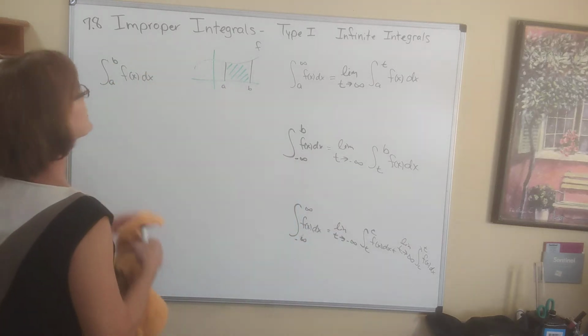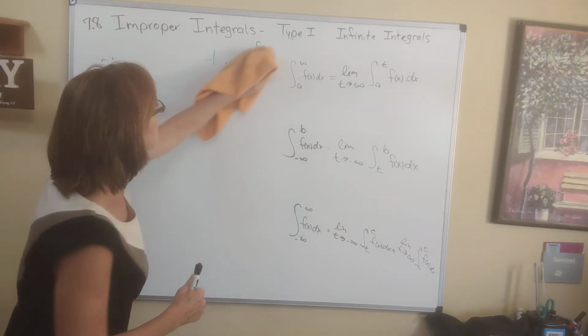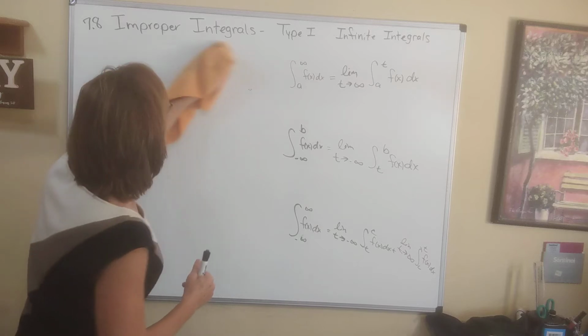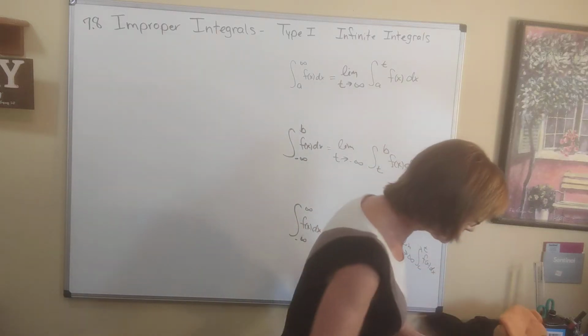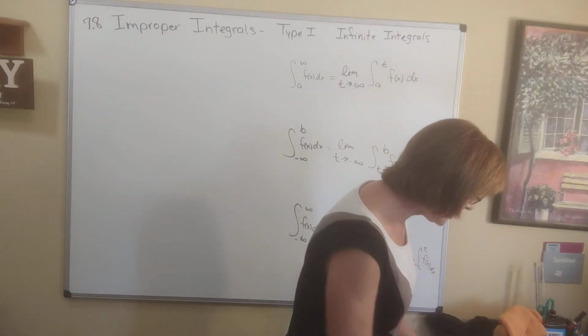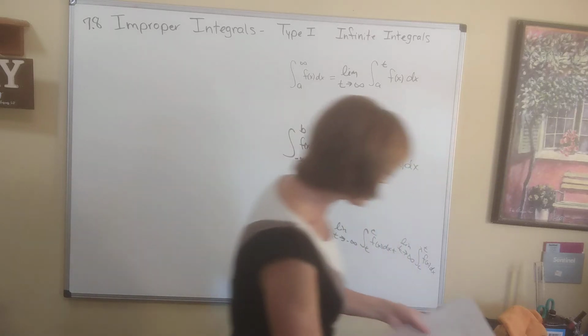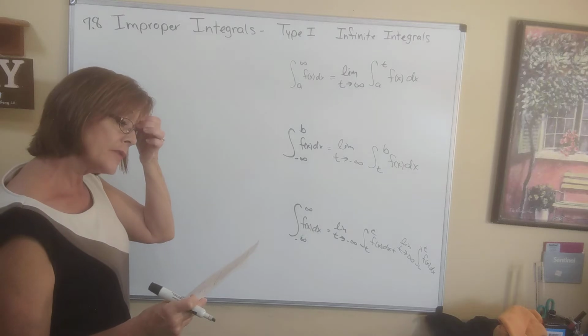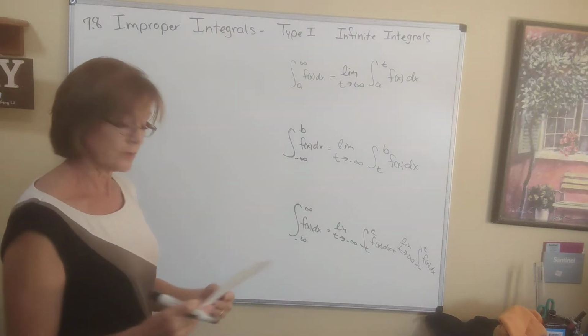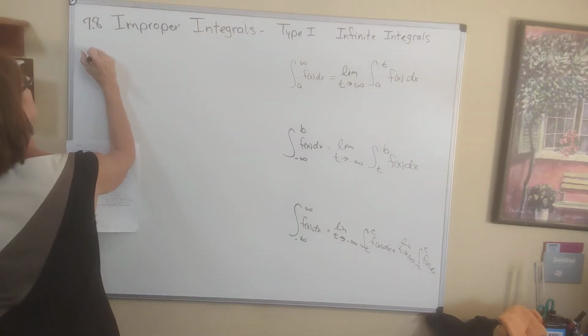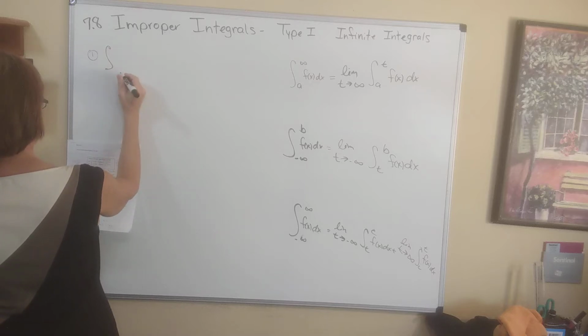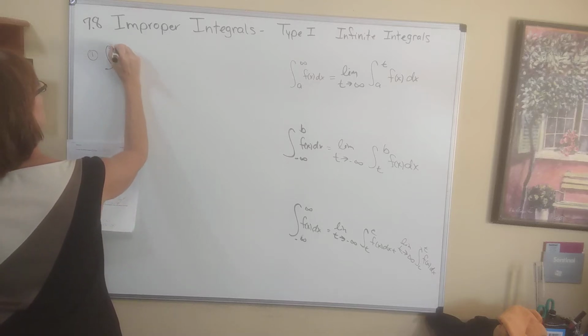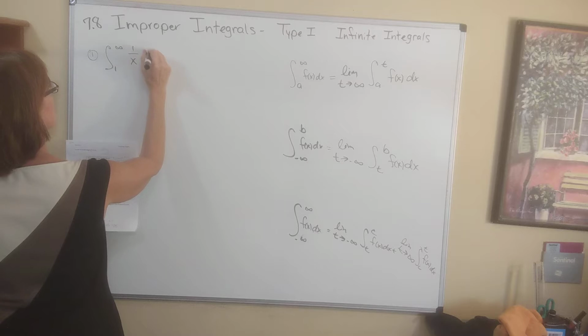So let's look at a few examples here. The first one that we'll look at is to determine if the integral from 1 to infinity of 1 over x dx is convergent or divergent. If it's convergent, what value does it converge to? So, the first one: the integral from 1 to infinity of 1 over x dx.